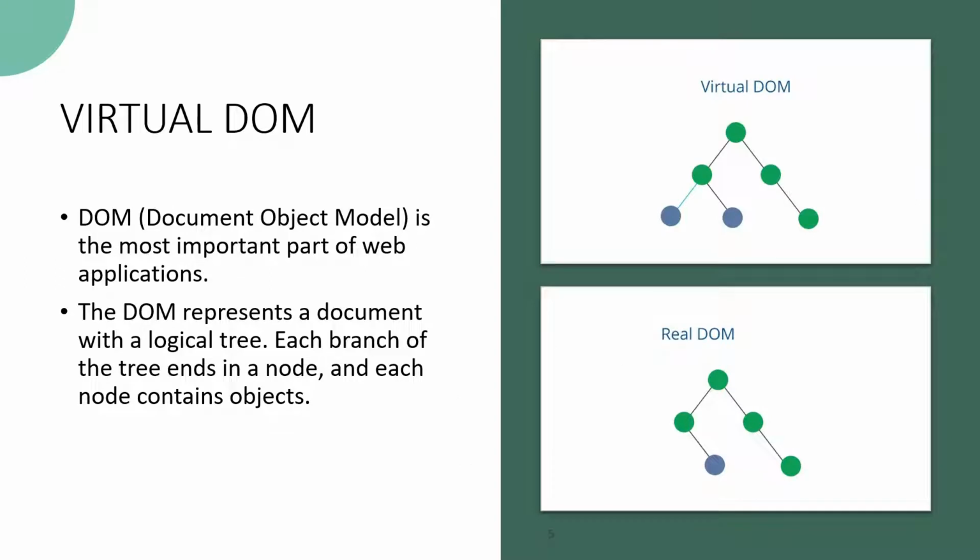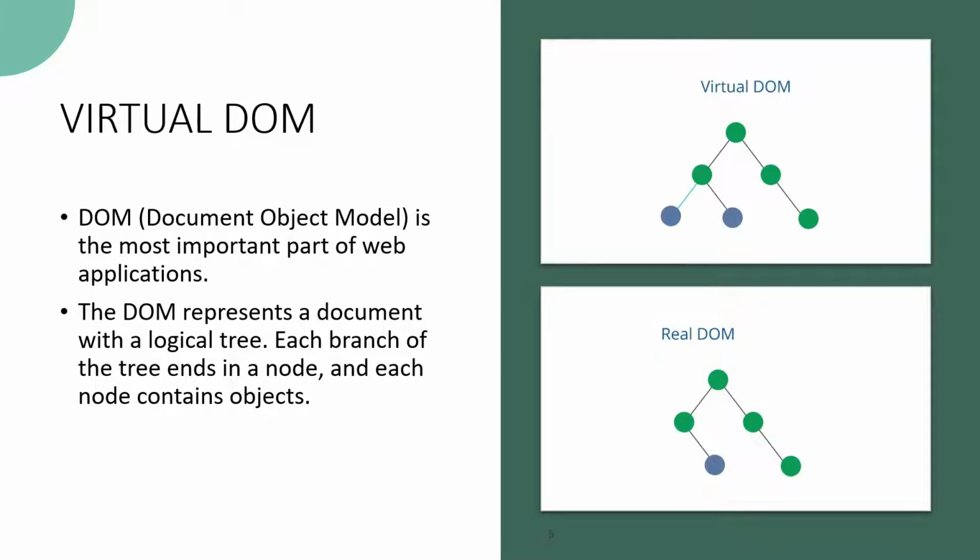So, DOM means document object model. It's the most important part of web applications. The DOM represents a document with a logical tree, and each branch of the tree ends in a node, and each node contains an object.